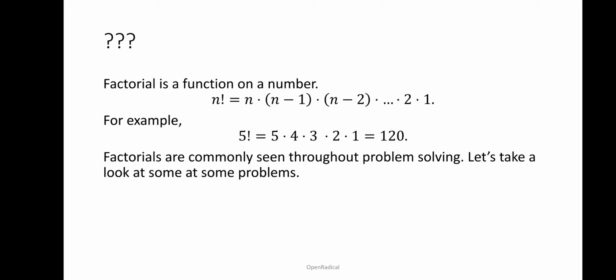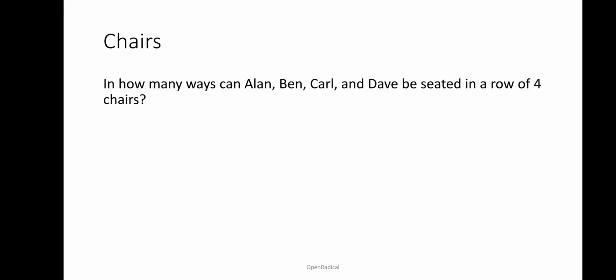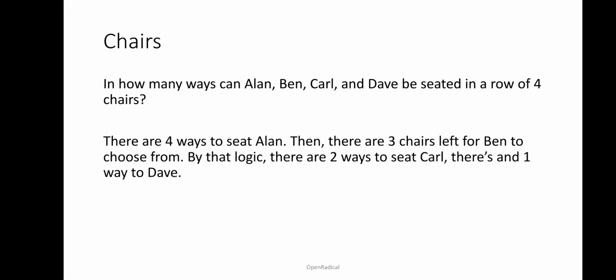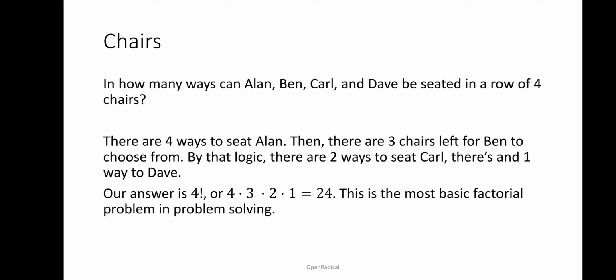Factorials are commonly seen throughout problem solving, so let's take a look at some example problems. Let's do a chairs problem. In how many ways can Alan, Ben, Carl, and Dave be seated in a row of 4 chairs? Well, there are 4 ways to seat Alan, and then there are 3 chairs left for Ben to choose. And then there are 2 ways left for Carl, and then there's 1 way for Dave. So our answer is 4 factorial, which is 4 times 3 times 2 times 1, or 24. This is considered the most basic factorial problem in problem solving.